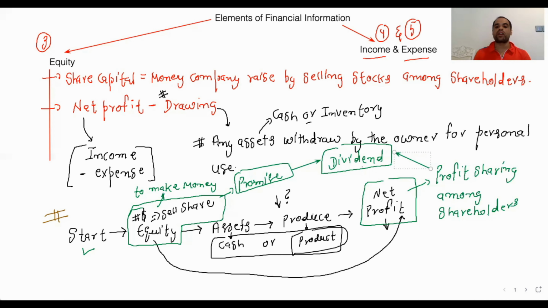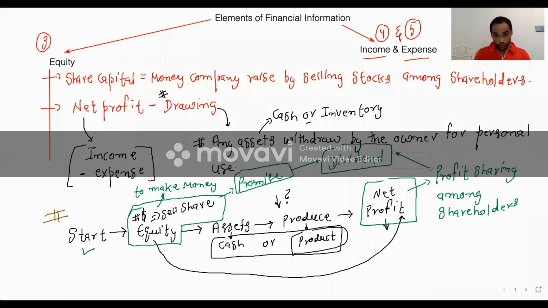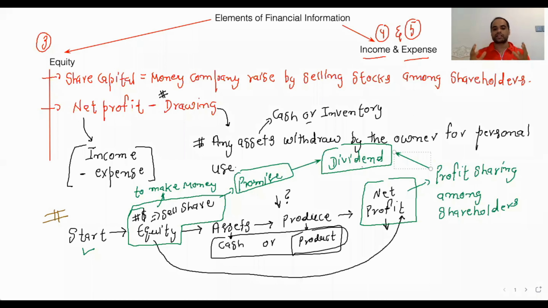The word dividend comes from the word divide. Divide means distribute. So when you distribute net profit among shareholders, that's called the division, right? Or that's called the distribution, right? So profit distribution or profit sharing among shareholders, that's called dividend. So when you have to pay dividend, it becomes your expense.